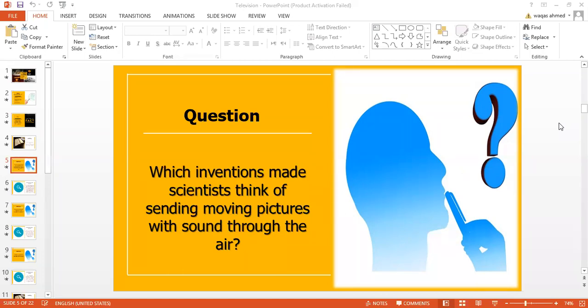Sir, telephones, cameras, gramophones, radios. Okay, these were the things according to Ahyan Matla, which motivated the scientists to think about the invention of television. Okay, let's move towards Uzair. Yes, boys, you can observe that two boys have given me the answers, and I'm moving towards a third student. Yes, Uzair.